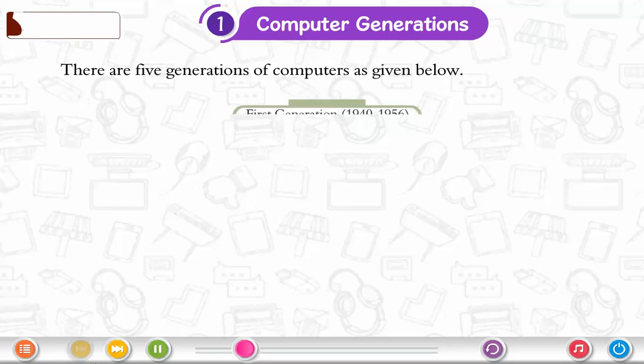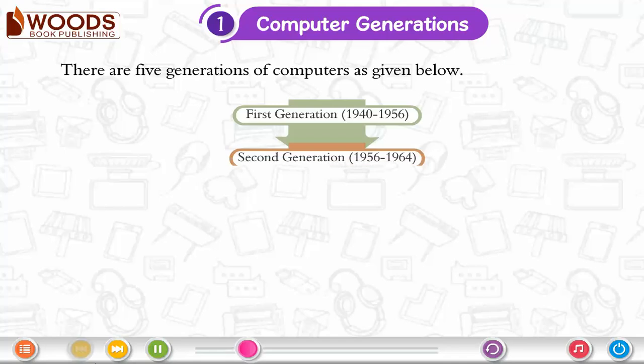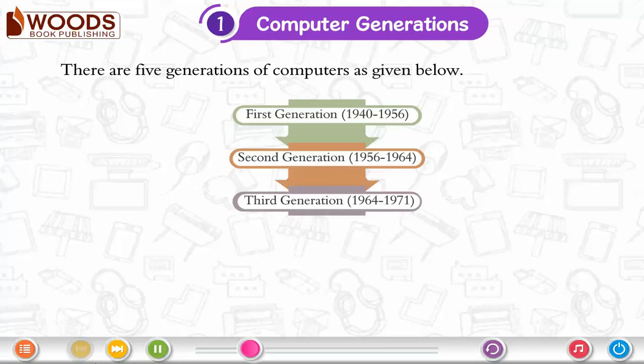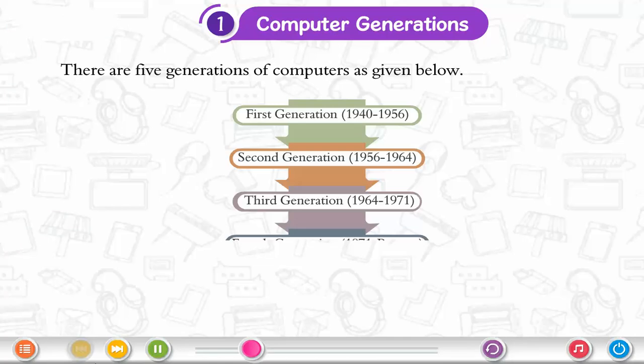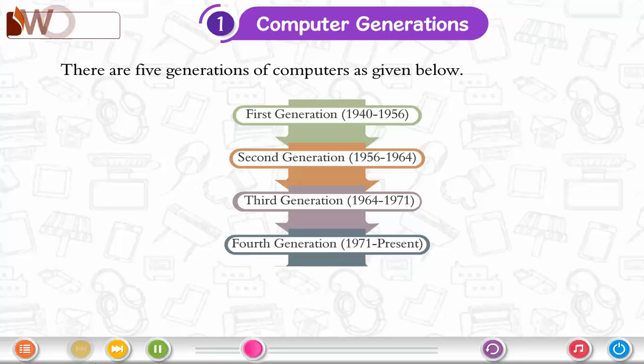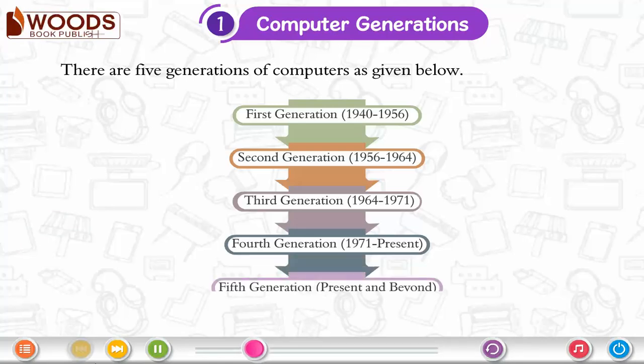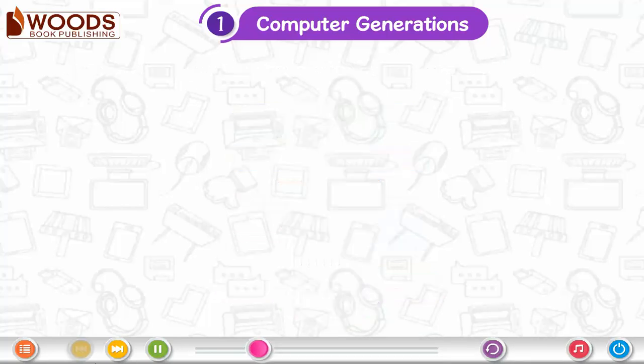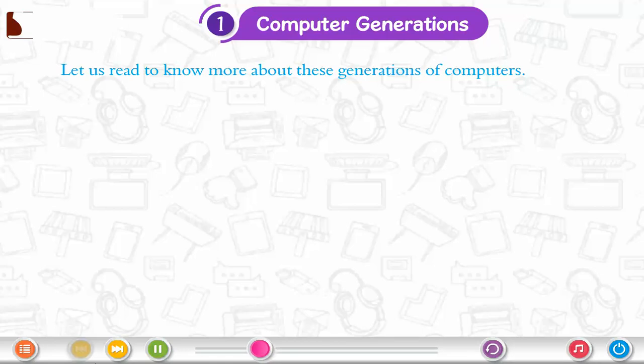First generation, 1940 to 1956. Second generation, 1956 to 1964. Third generation, 1964 to 1971. Fourth generation, 1971 to present. Fifth generation, present and beyond. Let us read to know more about these generations of computers.